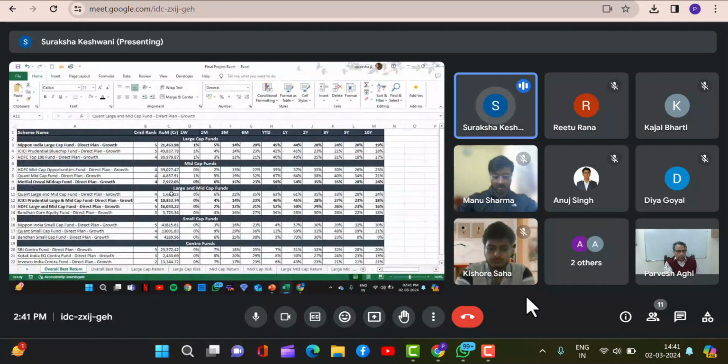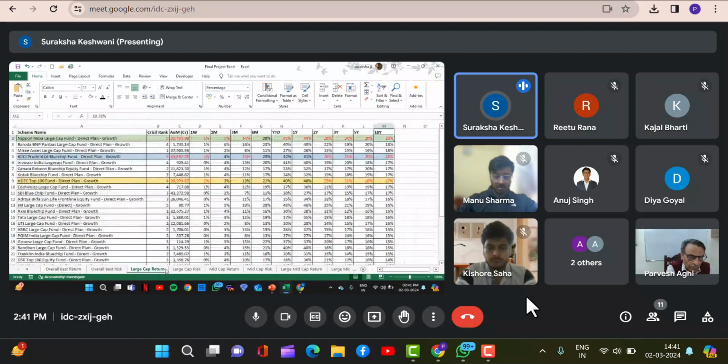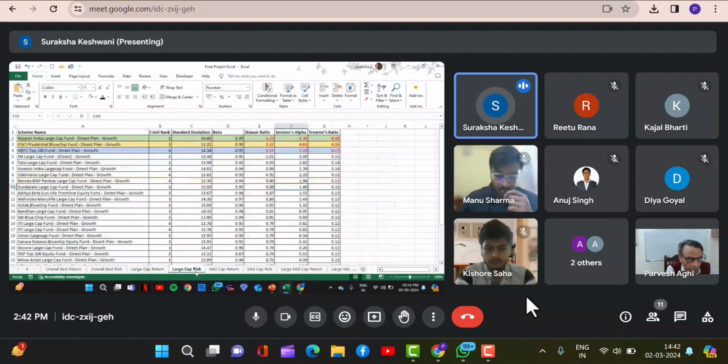Okay, so in this we can see that according to the return part, Nippon has performed the best amongst all these funds. After comparing our returns, we have analyzed that Nippon has a 10-year return of 19%, and we have discussed this in the class as well. Other than that, it has a Jensen ratio of 6.30. So we can say that according to the market, it's performing very well, and it has very low risk as well.